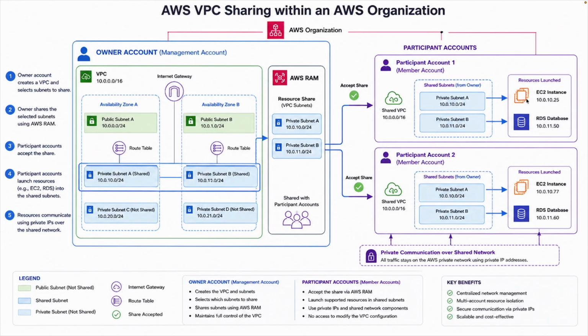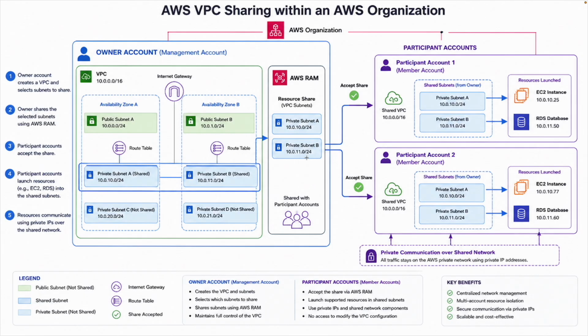Once they share the subnet, the participating account can now deploy resources in the subnets. So once the resources are shared, the participating account accepts the share, and now it can launch resources into those subnets. Something very important to take note of is, even though these resources are shared by the owner account, the resources deployed belong to the participating account, and the IP addressing belongs to the owner account's VPC. Everything exists in the same network, which is very, very important.